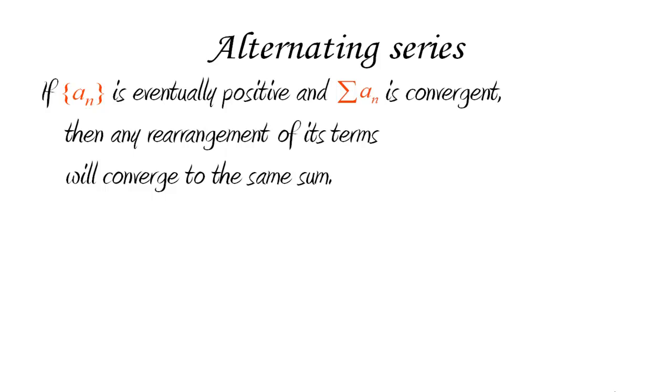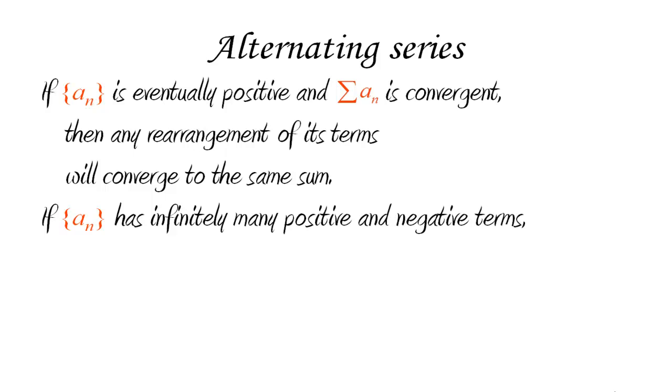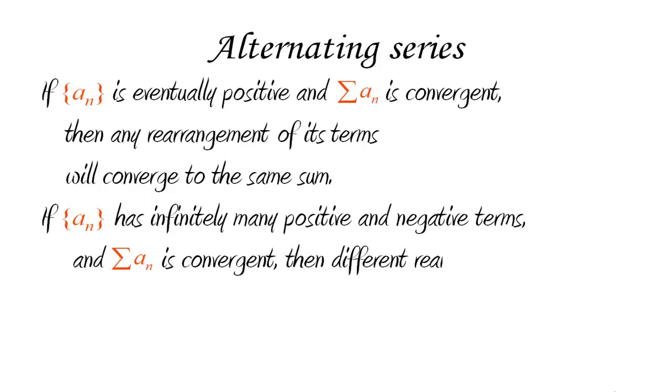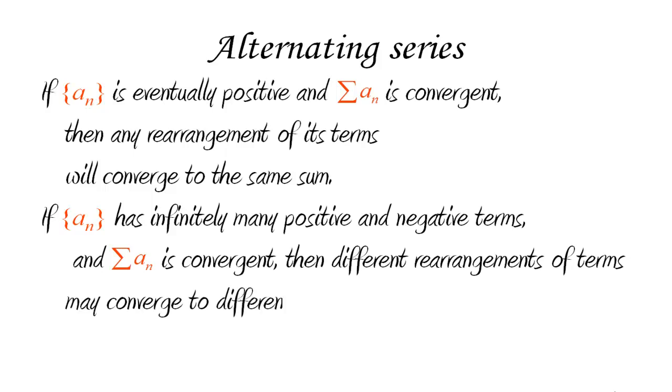However, if we have a sequence which has infinitely many positive and infinitely many negative terms, and assuming that the series associated with the sequence in the given order is convergent, then different rearrangements of terms may in fact converge to different sums or even diverge. So this makes this kind of series very interesting and very unstable. That's something that we may want to think of as a negative property or a problem with these series.